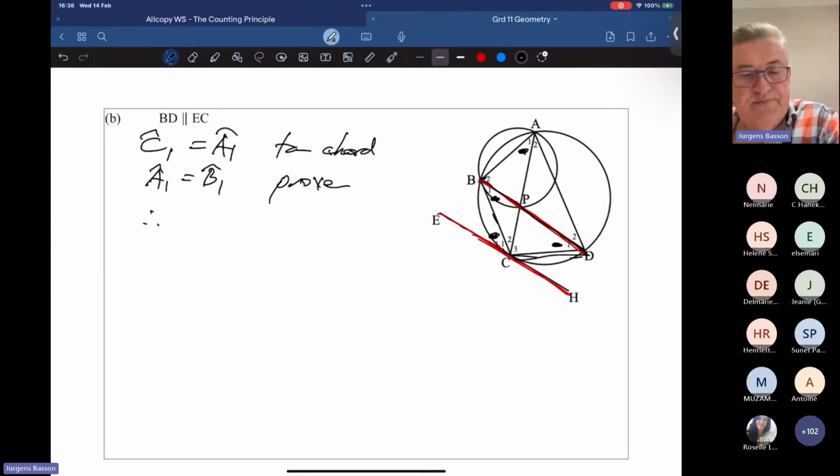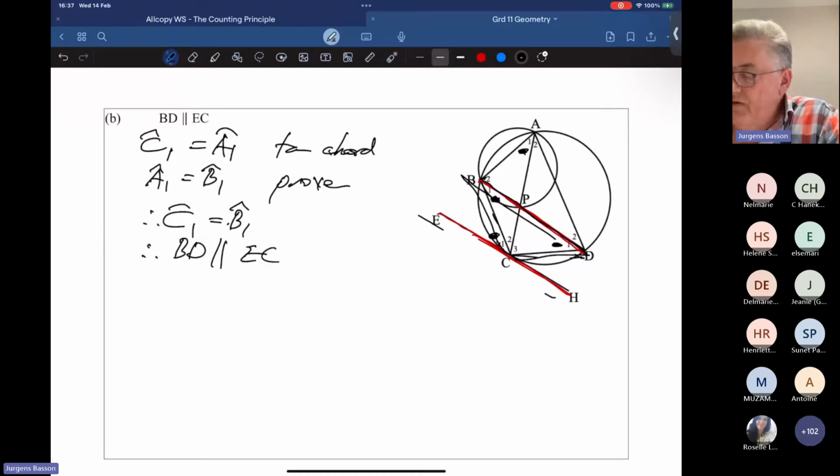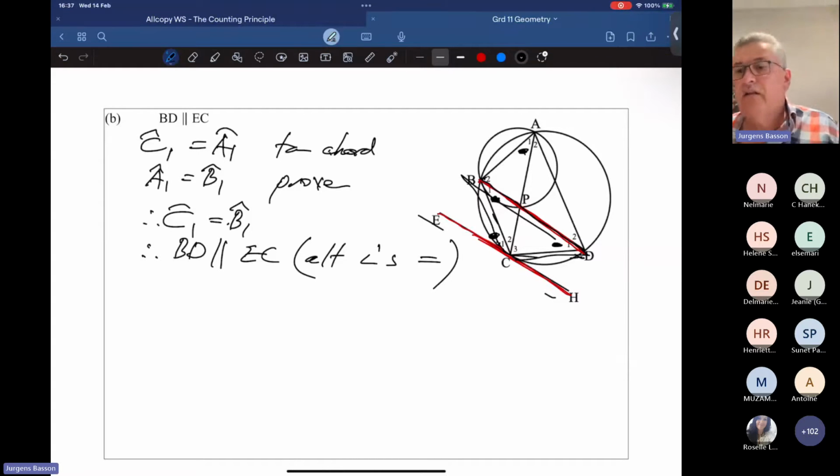So what can we get from this? If C1 is equal to A1, but A1 is equal to B1, what can you now say and get from that? That C1 will be the same as B1. But aren't they alternate angles? So that means we can now say that BD is parallel to EC, and the reason is alternate angles equal. Because the angles are equal, they are parallel. If they're parallel, the angles are equal.